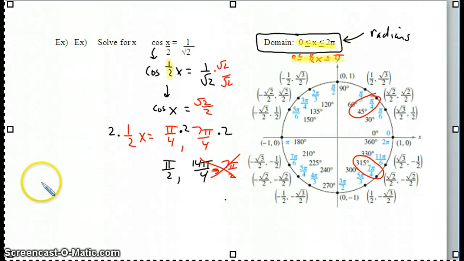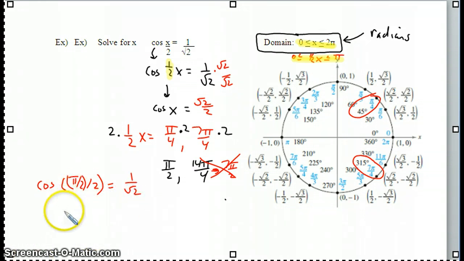In my calculator I'm going to hit cosine of pi over 2 divided by 2. I'm going to put that in parentheses. When I type that in my calculator, I should get 1 over the square root of 2 as a decimal, and I get 0.707. So that checks out. Again, you want to make sure that your calculator is in radian mode, otherwise it will not check out.